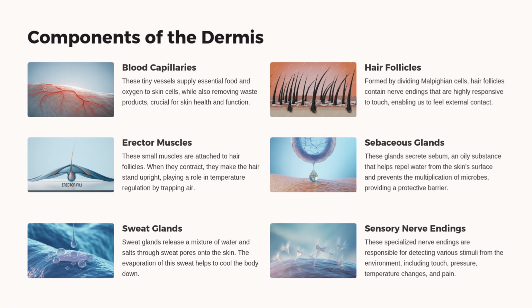Erector muscles. These small muscles are attached to hair follicles. When they contract, they make the hair stand upright, playing a role in temperature regulation by trapping air. Sebaceous glands. These glands secrete sebum, an oily substance that helps repel water from the skin's surface and prevents the multiplication of microbes, providing a protective barrier. Sweat glands. Sweat glands release a mixture of water and salts through sweat pores onto the skin.